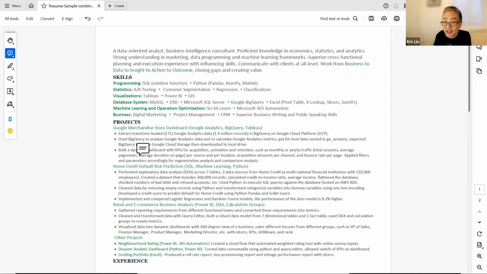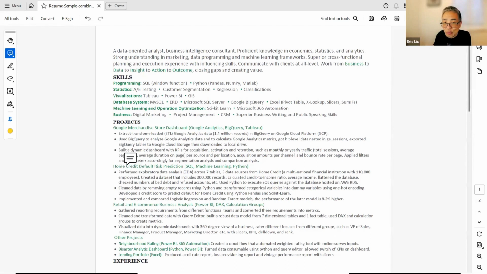She used BigQuery to analyze Google Analytics data and calculate Google Analytics metrics, and got hit-level data nested in GA sessions. This is technical to the extent that those people who work with Google Analytics sessions would know this is quite detailed, right? Exported BigQuery tables to Google Cloud Storage and then downloaded to local drive. Okay, so this is the process.